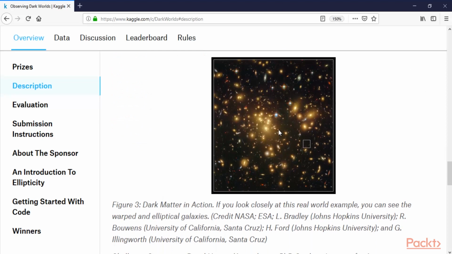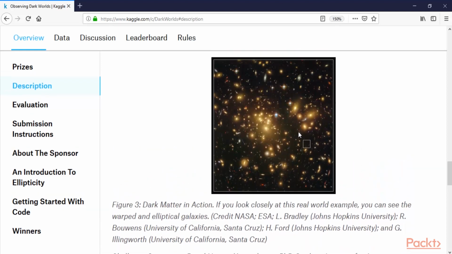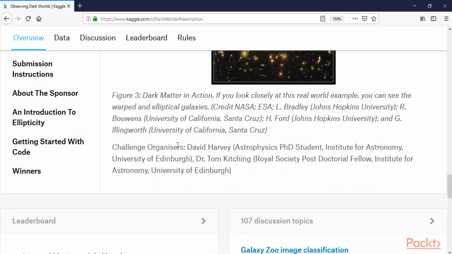So this is figure number 3, dark matter in action. If you look closely at the real world example, this is a real world picture. You can see the warped and elliptical galaxies are available here. You can see here that some are dots, some are elliptical, some are circular, and the dark matter is also available there. And these are the challenge organizers here.